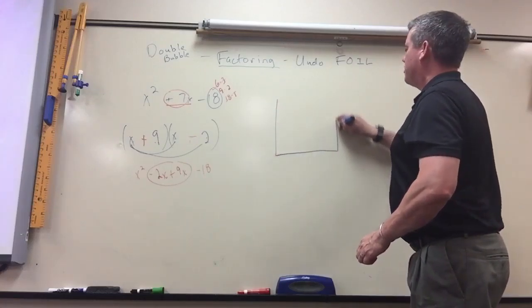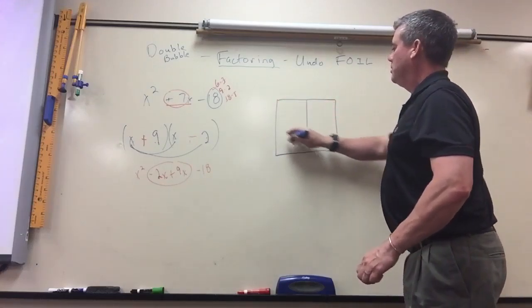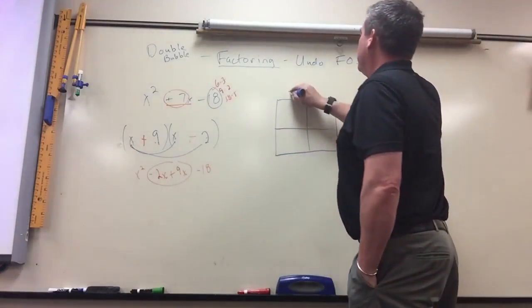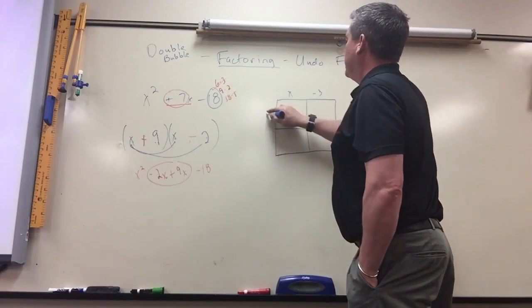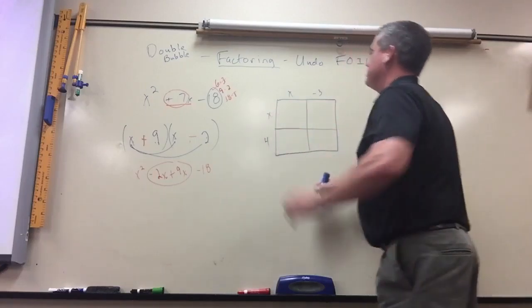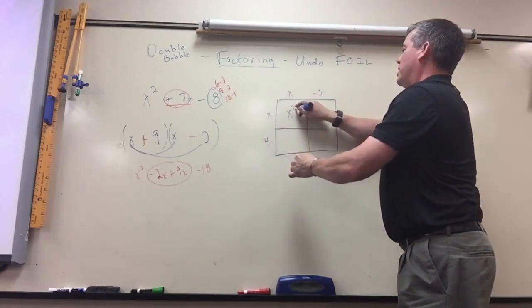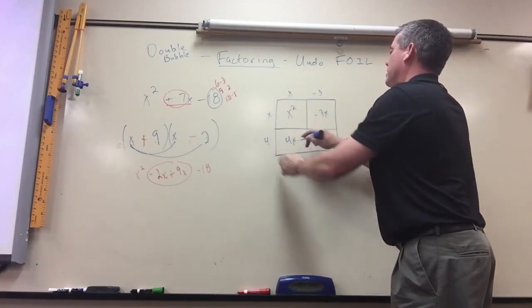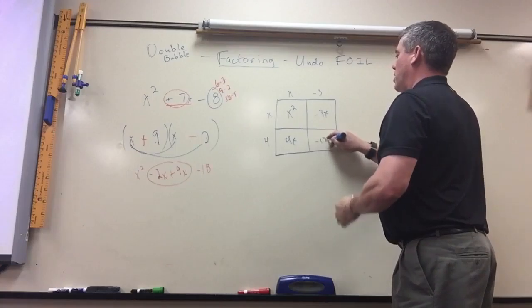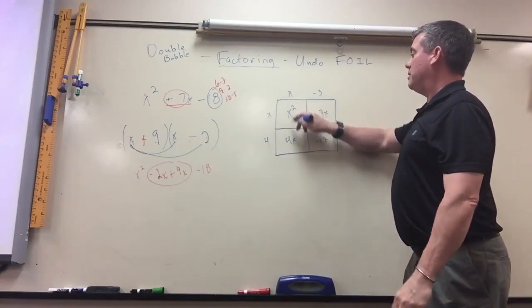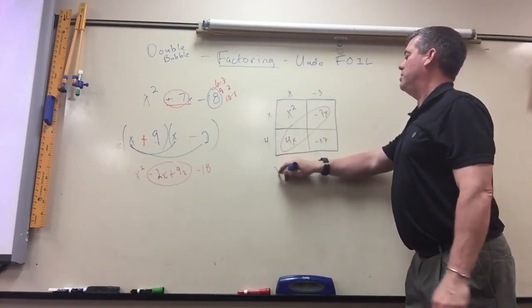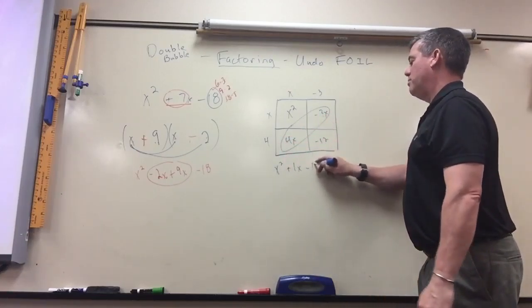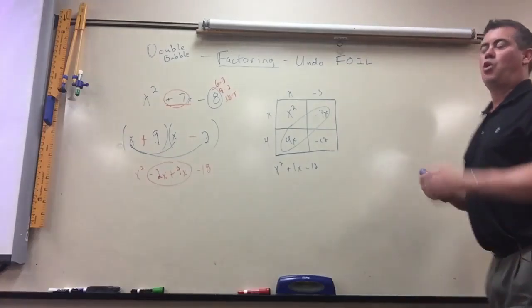some of you are using the box when you multiply, which is okay. Remember, if you got x minus 3 times x plus 4, this one is x squared, this is negative 3x, this is 4x, and this is negative 12. So when you combine it, these two can be combined, so it'd be x squared plus 1x minus 12. Okay, going backwards.